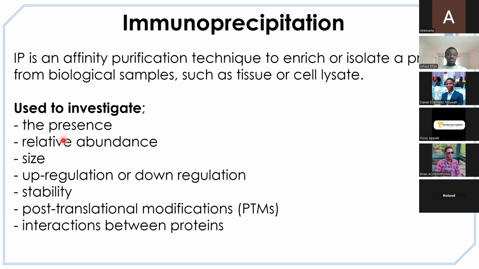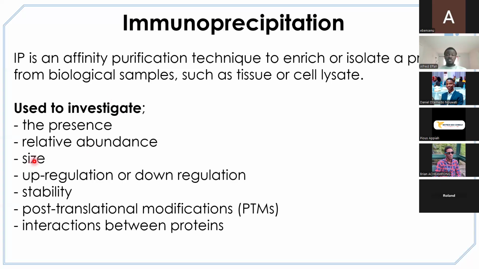So we use it to investigate the presence of something. Like I mentioned, when you take the ABO blood group system, we can detect our blood type by using antibodies against the antigens that we have in our system. So it helps us to detect the presence of something. The relative abundance: after performing this immunoprecipitation, you can go ahead and look at the quantity that is in there by using ELISA and other techniques as well.